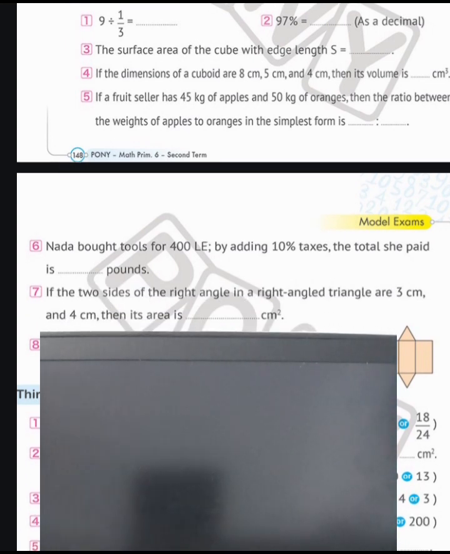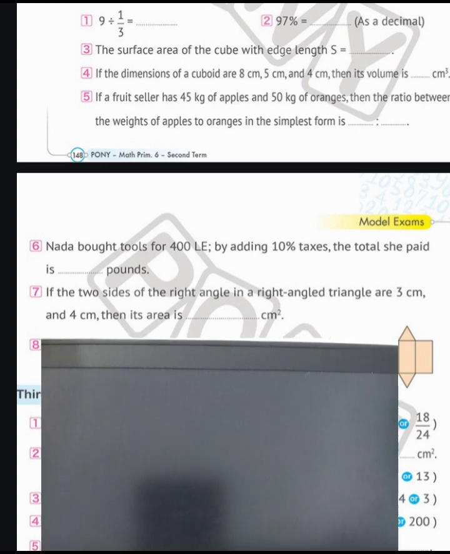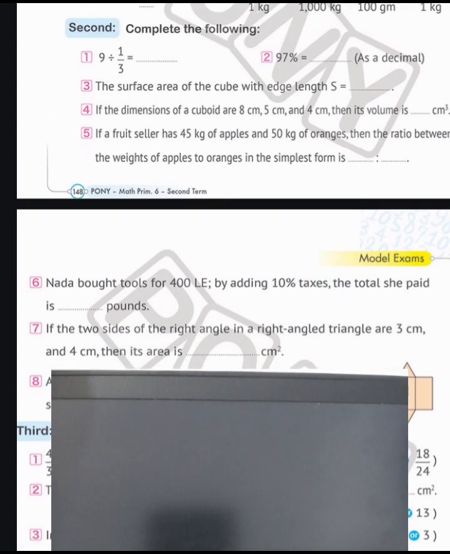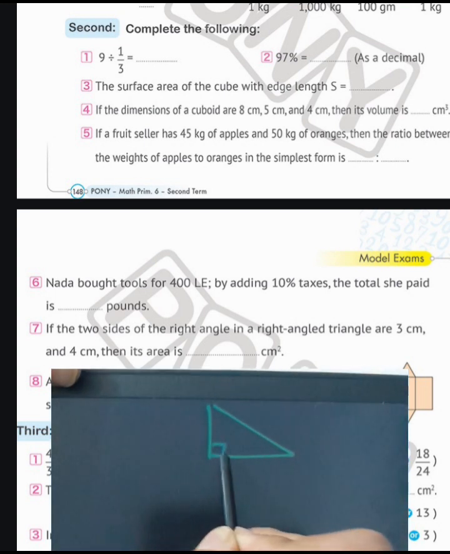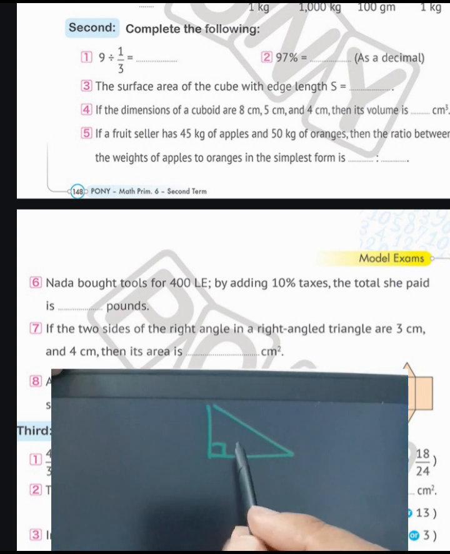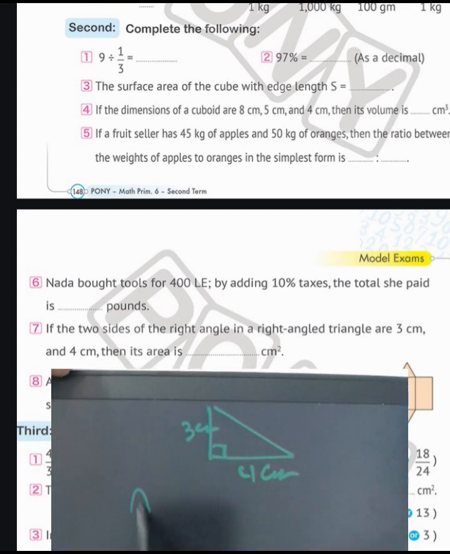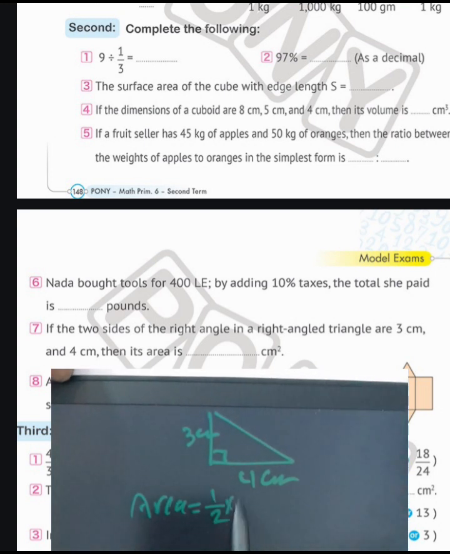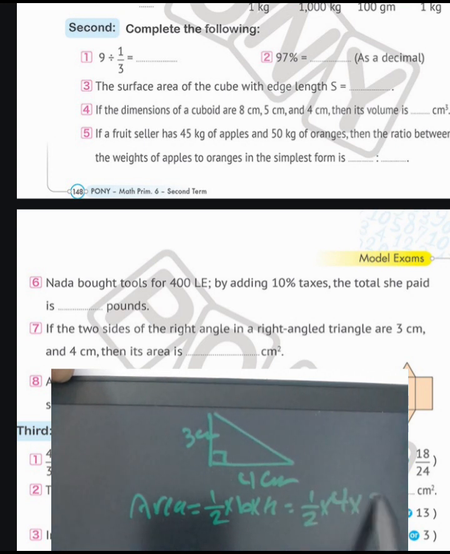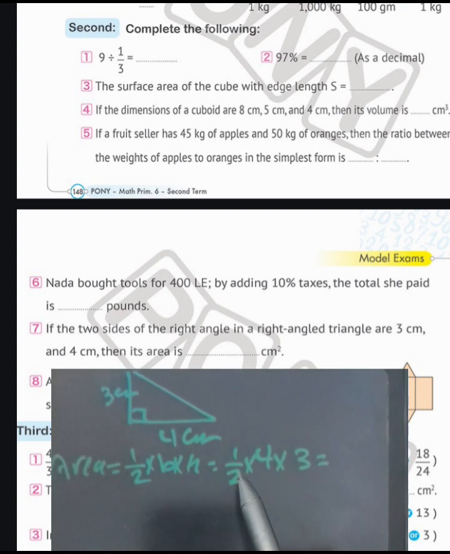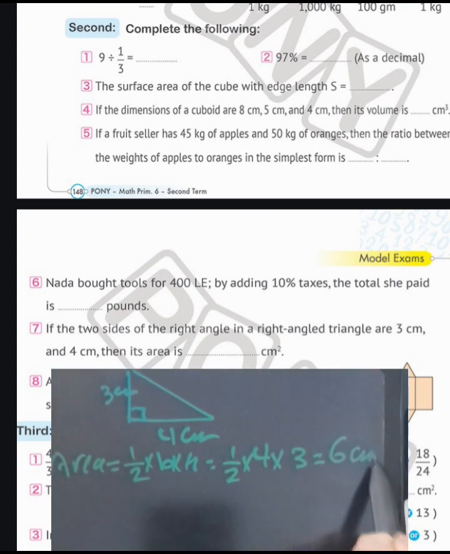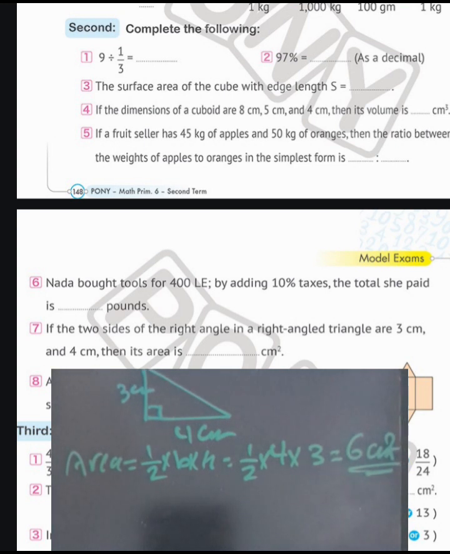Question number 7. If the two sides of a right angle triangle are given, we have a right angle triangle here. The two sides of the right angle triangle are 3 centimeters and 4 centimeters. We can find the area. The area equals half times base times corresponding height. Half times 4 times 3. Half times 4 equals 2. 2 times 3 equals 6. Then the result will be 6 square centimeters. It's the area of the right angle triangle.